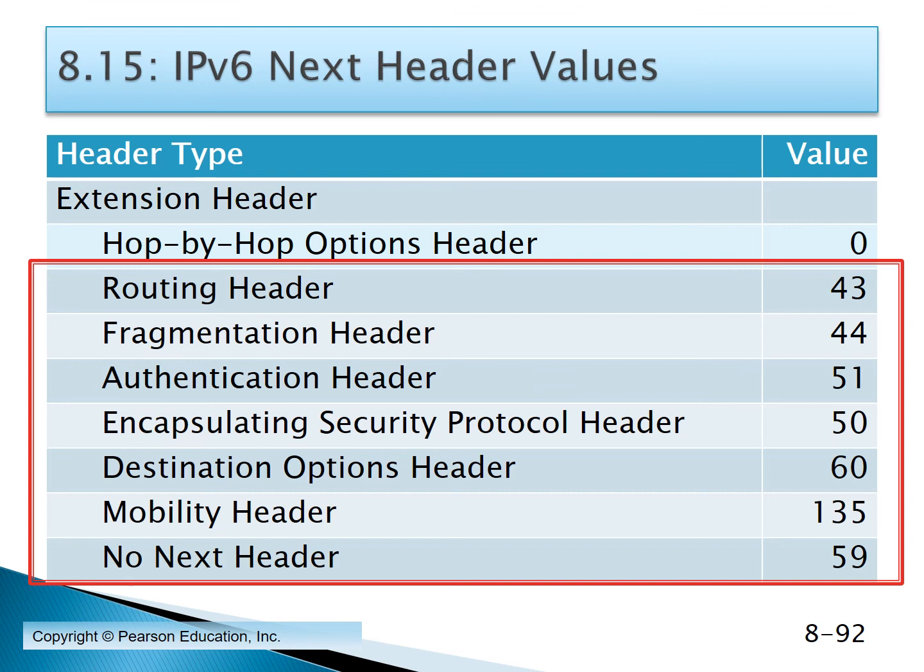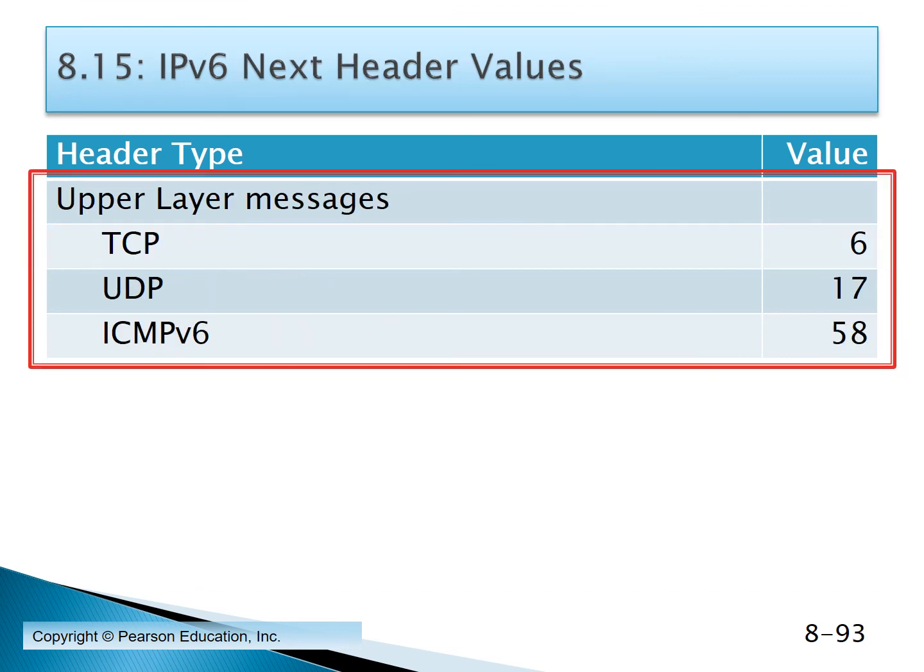We are not going into the details, but the good thing about all these network standards is that they are all available online. You can easily go online and read the specifications, the standards and the protocols, and see what they are really about. And then you also have some upper layer message headers like TCP, UDP, and also ICMPv6. This is again the control protocol, but an updated version for IPv6 compared with the original one, ICMP version 4.